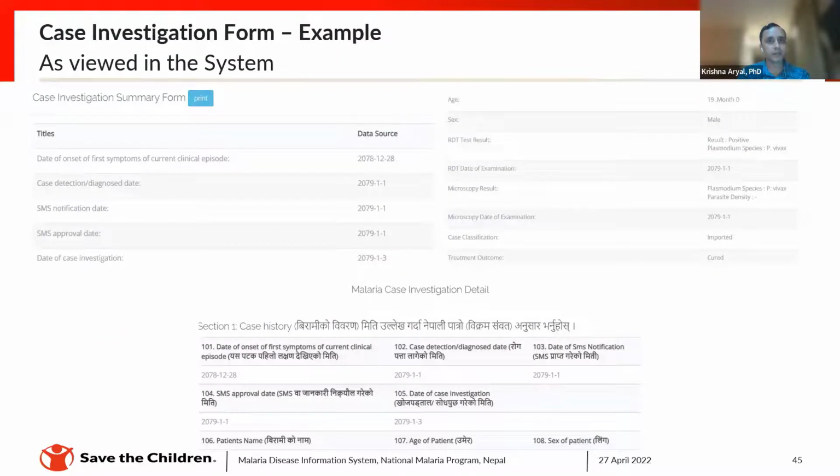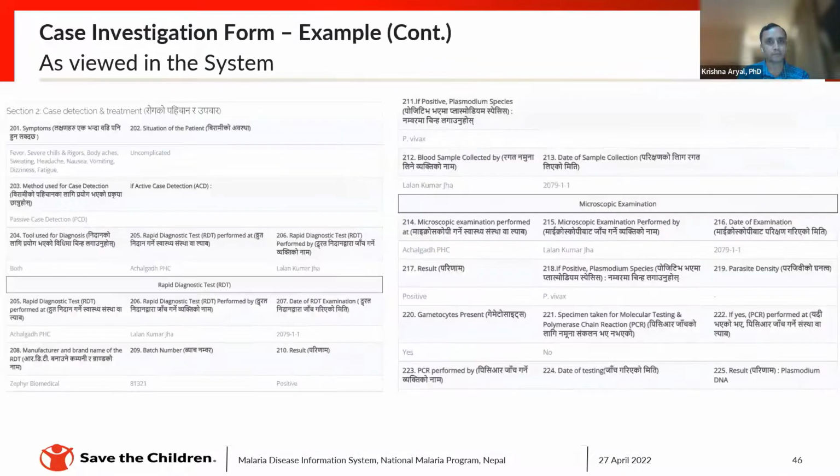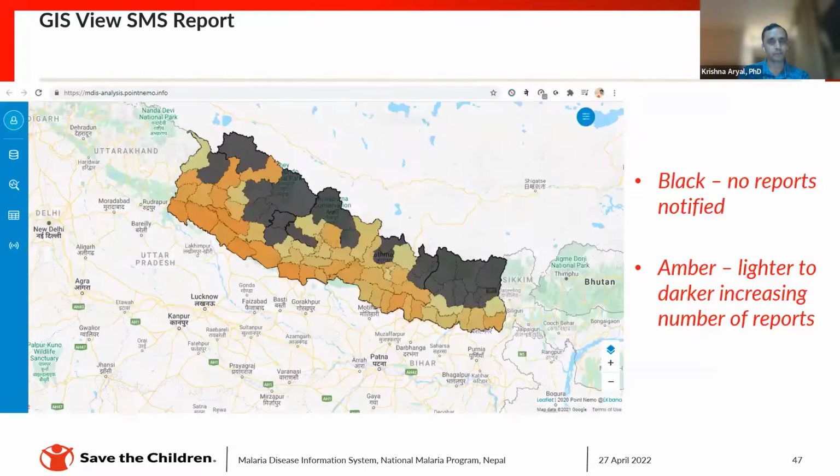This is just an example of how the details of the cases are viewed in the system, and that can be used. Next slide, please. As viewed in the system. Next one, please.